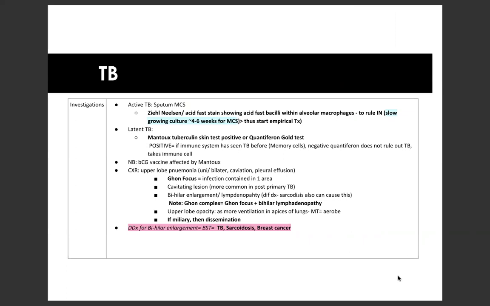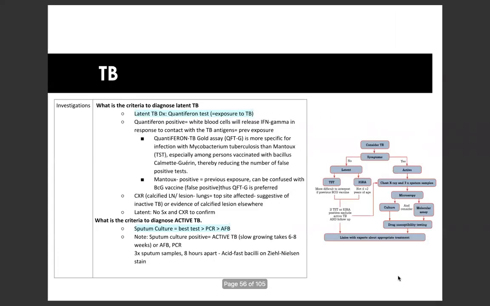The best thing you can do is a culture, but obviously it takes 4 to 6 weeks to come back, so often you start empirical treatment anyway. In terms of what investigation is best for latent TB, QuantiFERON is the best test. The Mantoux can have a false positive due to a BCG vaccine, which is why you use QuantiFERON if possible. And if they are actively having TB, the best test is a sputum culture.